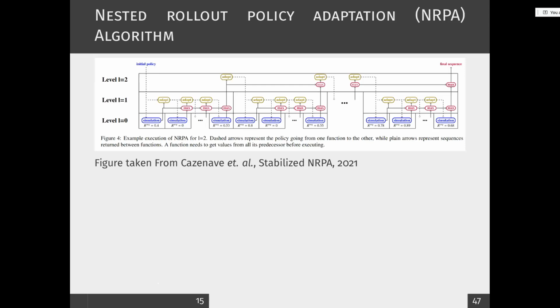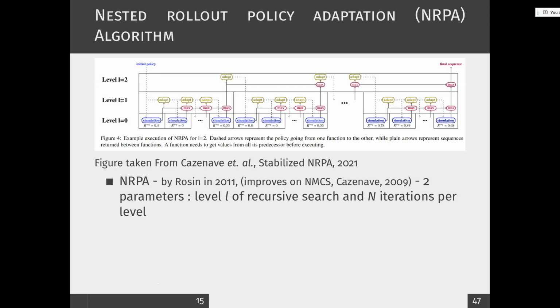To solve the problem, we chose an approach that has been devised for this kind of problem, which is deterministic and typically has a tree shape. It's called nested rollout policy adaptation. It was devised at first for single-player games, so puzzles, and got some world records on some of them. It's an algorithm with two parameters, a level of search, L, and a number of iterations per level, and we maintain a weight for each state-action couple.